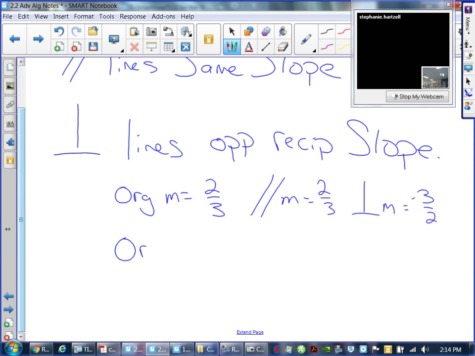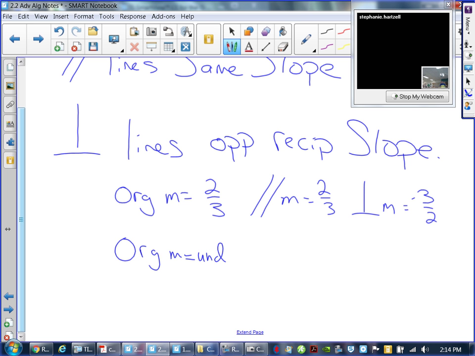If my original slope is undefined, what's parallel to undefined? Remember, undefined slopes are vertical lines. What's parallel to every vertical line? Other vertical lines, which therefore have slopes of undefined.